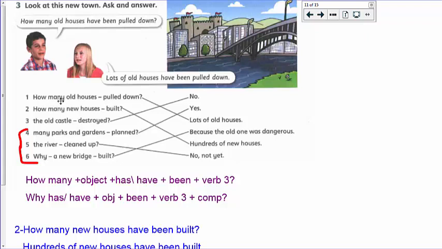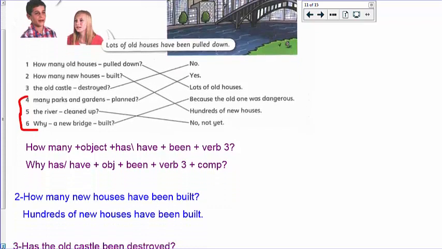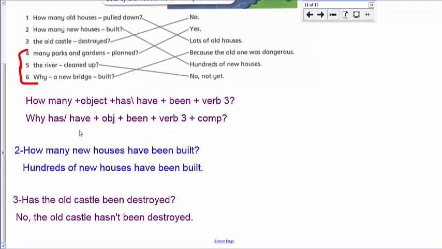When we can do this, look at the first example. How many? It should be followed by the object, then has or have, plus been, plus verb 3. This is the rule. If the question starts with why, we are going to use why, has or have, then the object, then been, then verb 3, and the complement. Here I wrote 2 examples. Number 2. How many new houses have been built? Hundreds of new houses have been built. Has the old castle been destroyed? No, the old castle hasn't been destroyed.